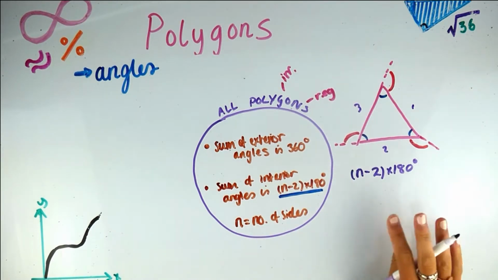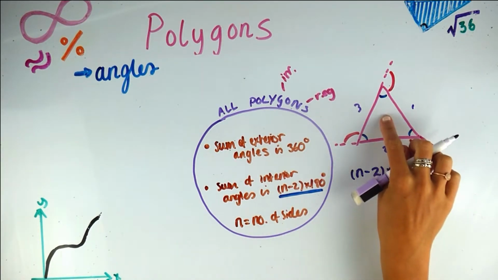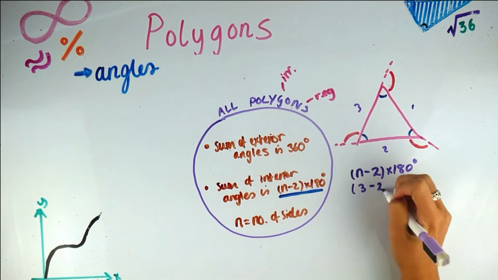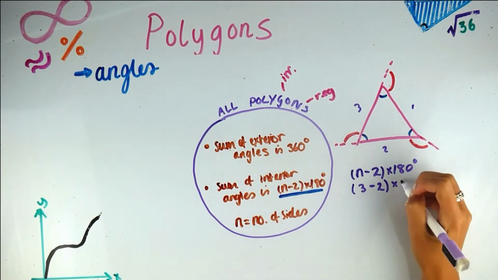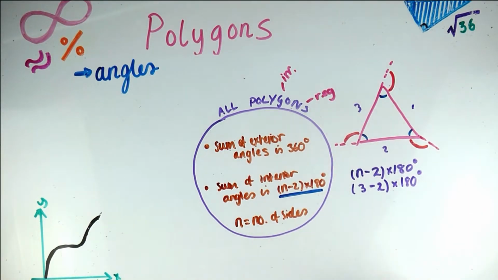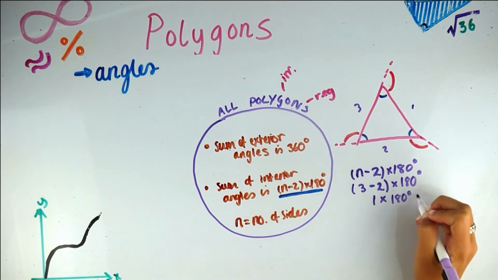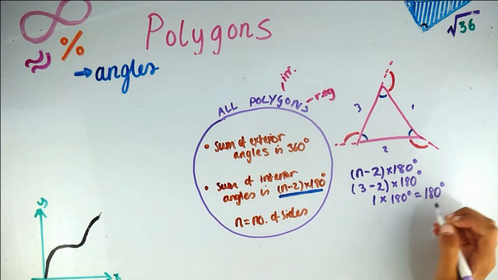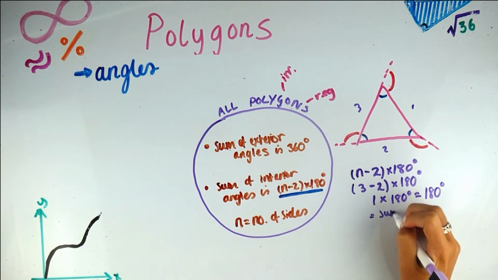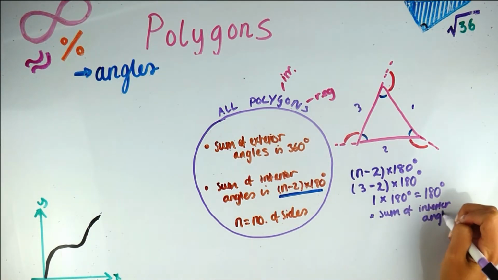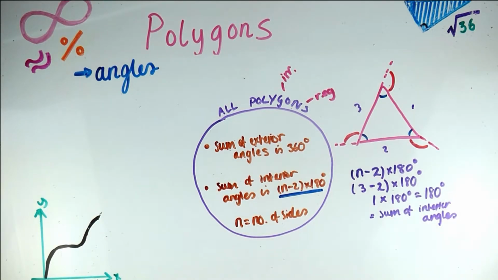So this is regular or irregular, this works for all, so it doesn't have to be an equilateral triangle, just a triangle. So 3 minus 2, because n is 3 sides, multiplied by 180 degrees. So 3 minus 2 is 1, multiplied by 180 degrees gives me 180 degrees. And that is the sum of interior angles. And we already know that fact. We know that all the angles in a triangle add up to 180 degrees. So that seems to work.